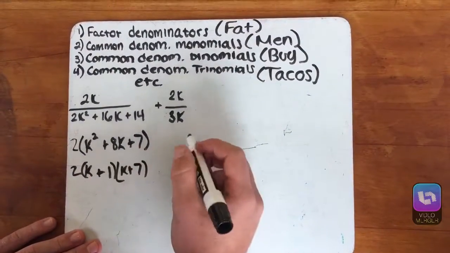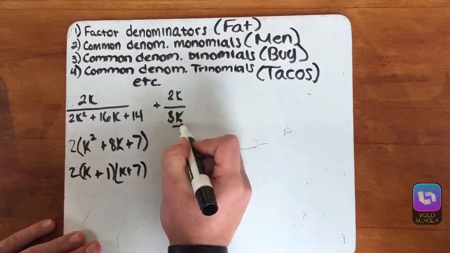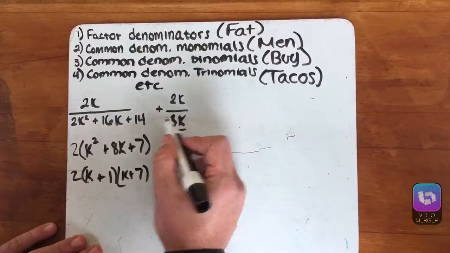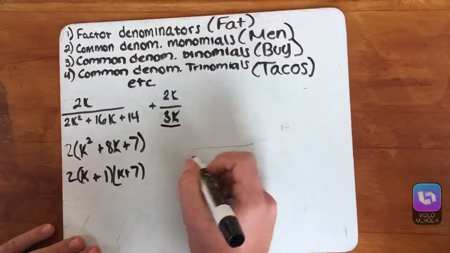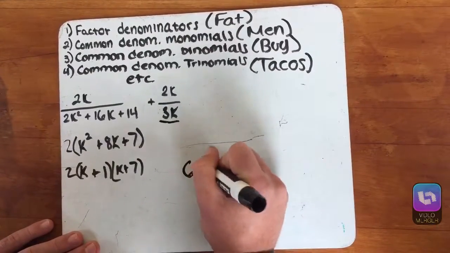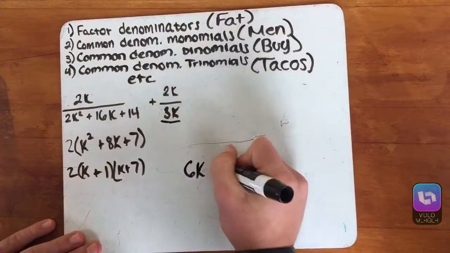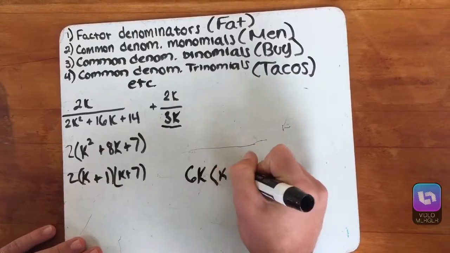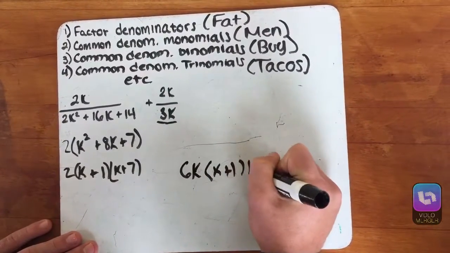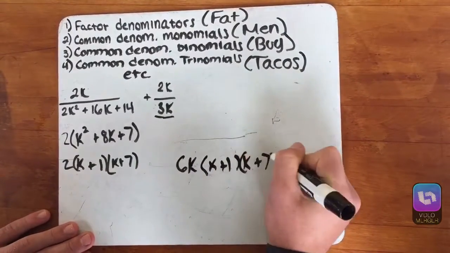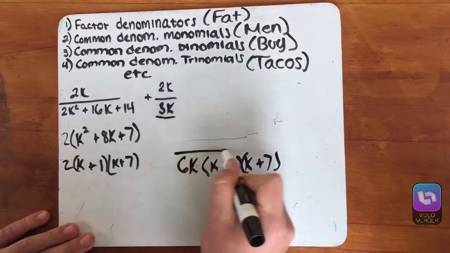And now we're going to find our denominator, and you can't leave the k out, and the highest multiple of 3 and 2 is 6, so your denominator is going to be 6k, and then whatever this is, so 6k times k plus 1, k plus 7, and then you're going to put this all over.